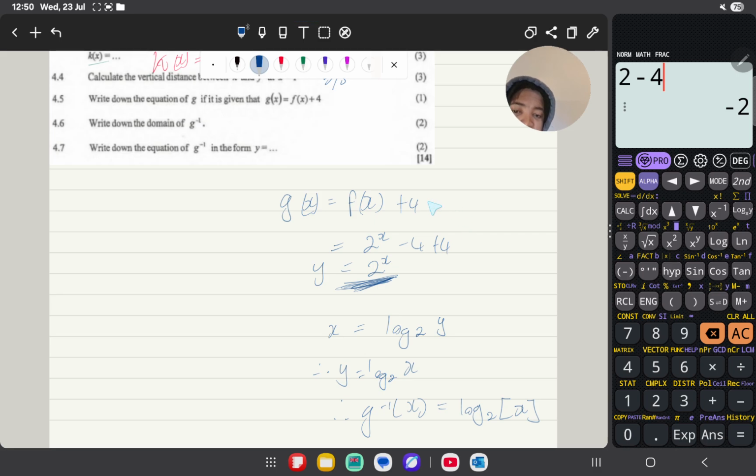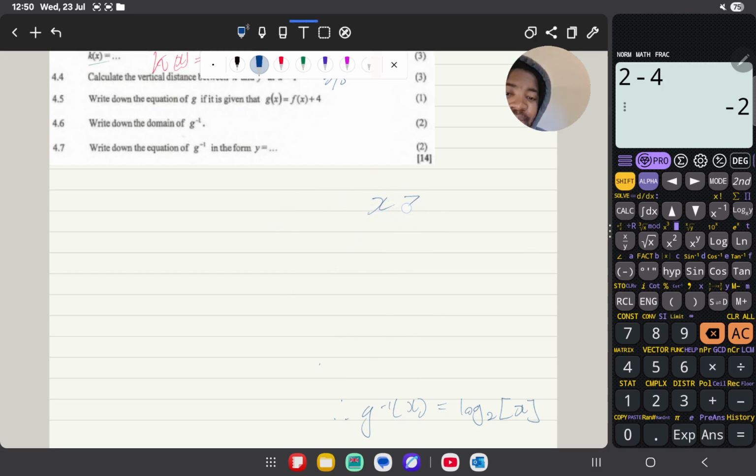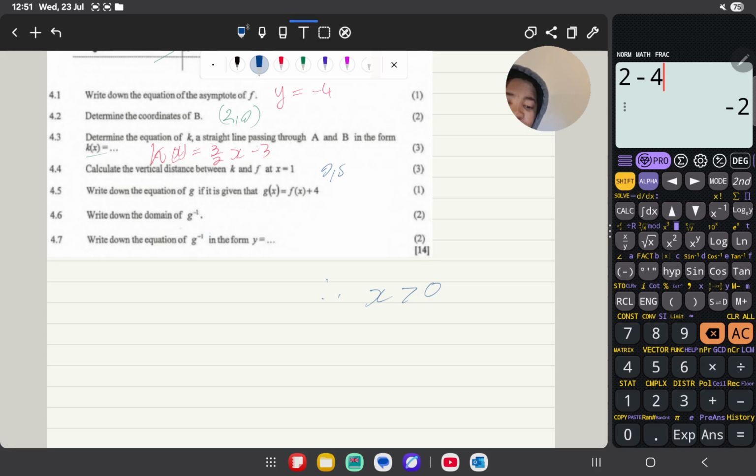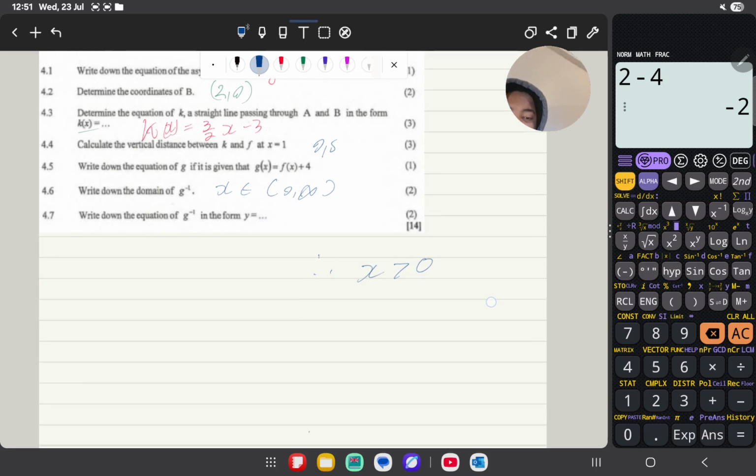And one thing we know for sure is that x cannot be anything that is negative, right? So x must be greater than 0. For this to work, x has to be positive. So that will be the domain here: x is an element of real numbers from 0 to positive infinity. Yeah, and then write down the equation of that in the form of y.